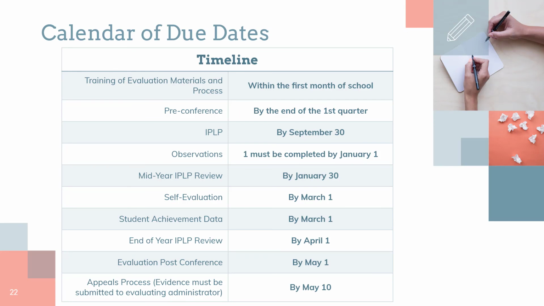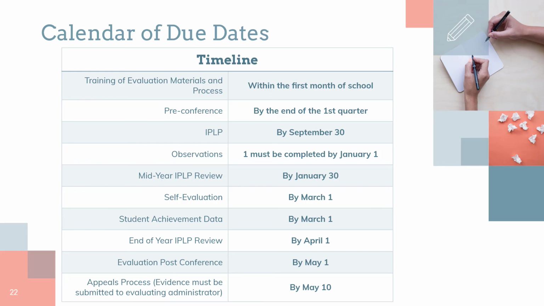Calendar of due dates. So this is the timeline of due dates for various aspects of the evaluation process. The training of evaluation materials and process is within the first month of the school year. The pre-conference with your evaluating administrators is by the end of the first quarter. Your individualized professional learning plan, or IPLP, is due by September 30th. Observations, one must be completed by January 1st. The mid-year IPLP review must be completed by January 30th.